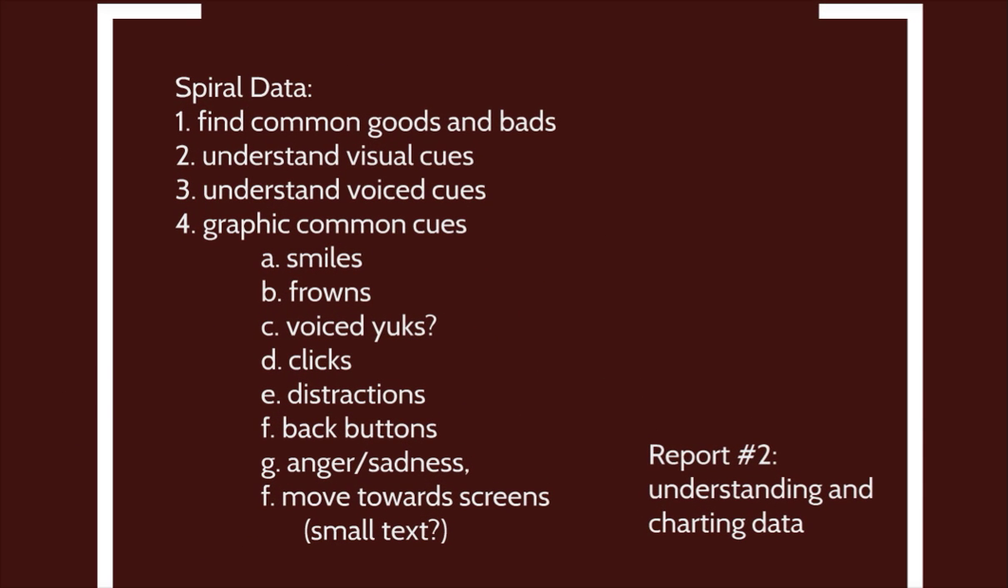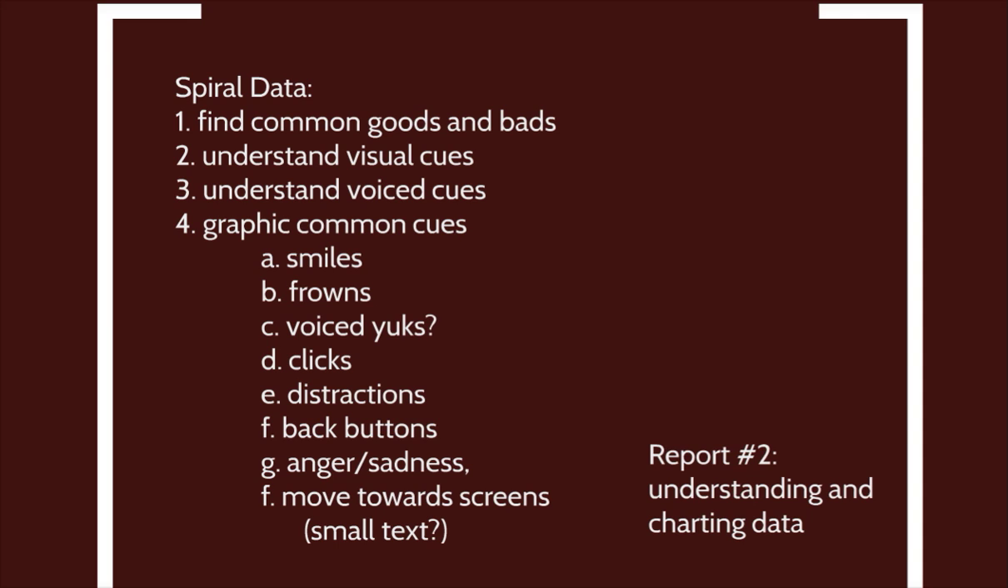Then we're going to spiral the data down really hard the next week. So you'll have a large point of time in the next week to take all this and make it into a charted graph about what it means. You're going to find the common goods and bads. Understand the visual cues. Maybe you count them and you can come up with an actual number from them. Understand the voice cues. You'll look at the graphic common cues, the smiles, the frowns, the voiced yucks, the clicks, the distractions, the back buttons, the anger, the sadness, maybe the move towards the screens. Maybe they said this is really small text.